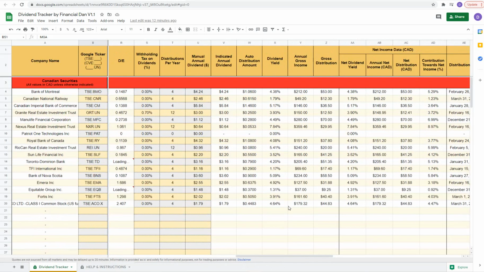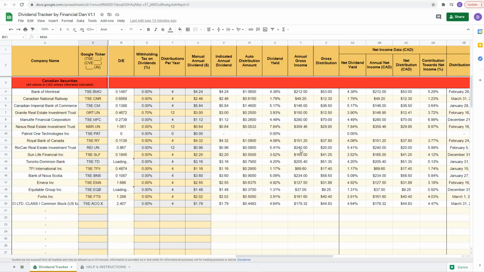Next, we'll just go over real quick the gross income fields. So you'll find your dividend yield right here, and then you'll find your annual gross income. So how much are you making in the native currency each and every year, given how many stocks you own? On the US side of the spreadsheet, this will be in US dollars. On the Canadian side of the spreadsheet, it'll be in Canadian dollars. And then each and every distribution as well, each time the dividend is paid.